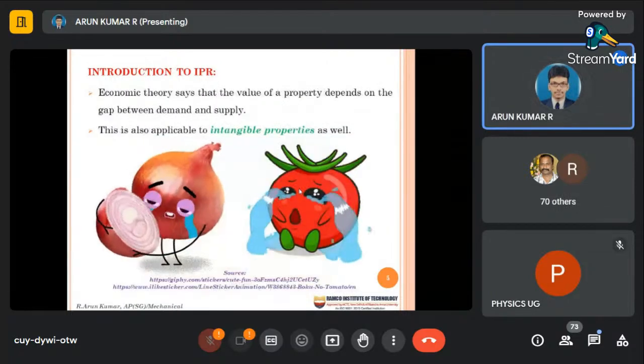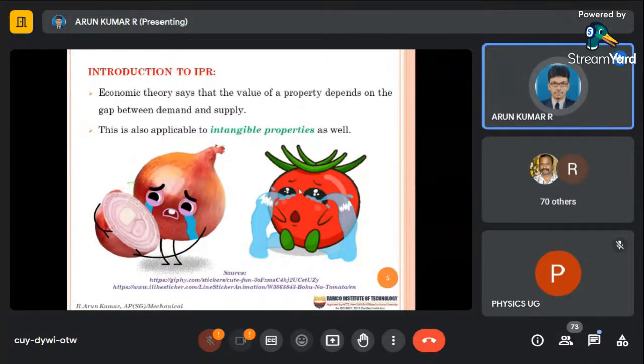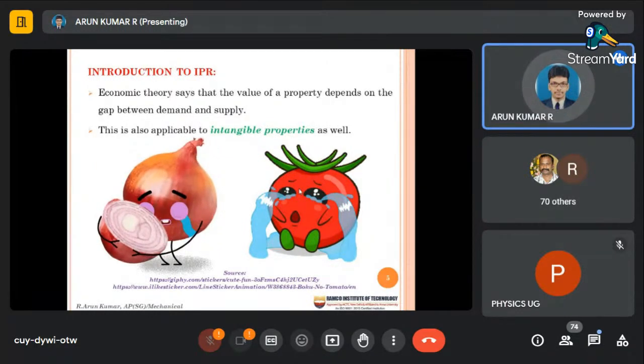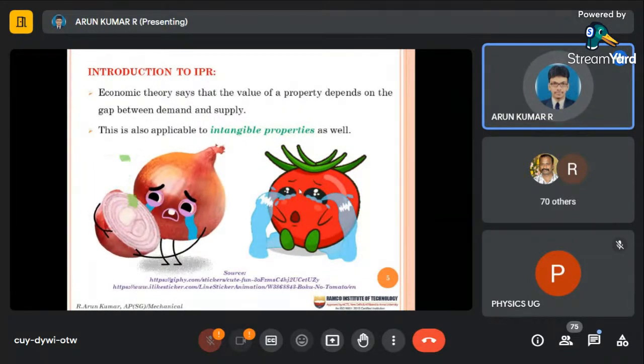Now, we'll have a deeper understanding of intellectual property and why we should go for intellectual property rights. See, we all came across the price of onion and tomato in recent days. It shot up to 200 rupees or more, and now it has come back to its normal price.